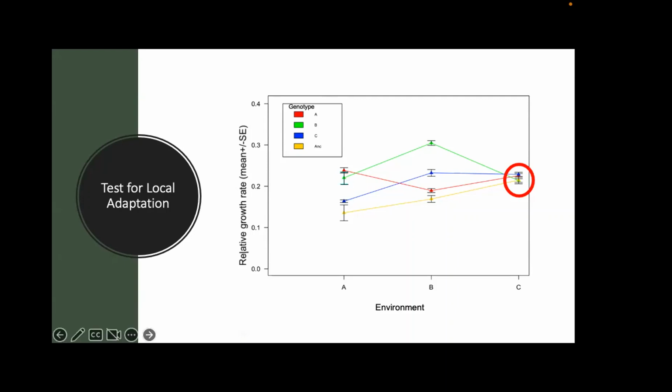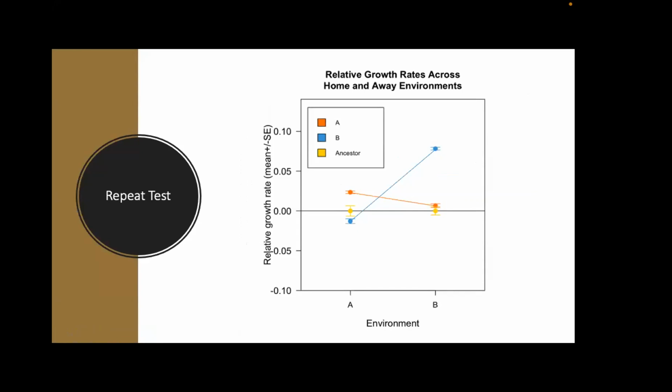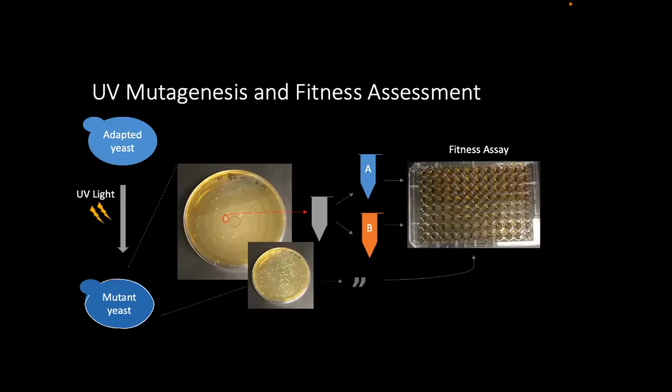So then we repeated this experiment with just environments A and B. And as you can see here, there was this clear crossing effect, right? Where A is better in environment A and B effectively is better in environment B. It should also be noted here that B adapted yeast in environment A and A adapted yeast in environment B don't actually perform significantly different from unadapted ancestral yeast, right? So with this signature of local adaptation found, we felt pretty comfortable moving forward, right? What we did next was perform UV mutagenesis and then assess their fitness.